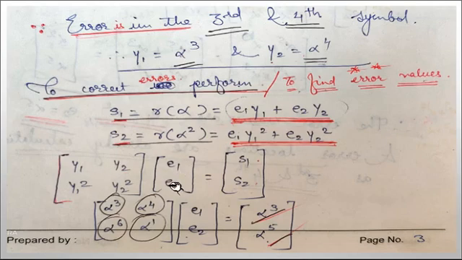E1 y1 plus E2 y2 is equal to S1. E1 y1 square plus E2 y2 square is equal to S2. So this equation will be represented in terms of the matrix. Now here onwards, the job is to obtain E1, E2; y1, y2 is already done. So let's find out E1, E2.